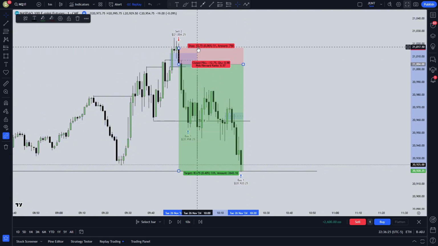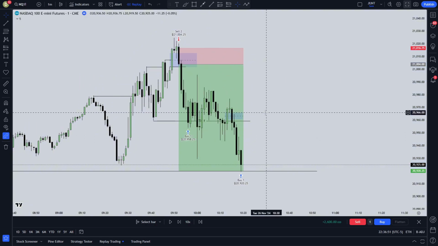We risked 12 points to make 83. This is why this model has the highest RR. If you're buying in levels of buy side and sell side liquidity, there's statistically less drawdown that you are going to be experiencing. This is a 6.5 RR on that trade, so extremely good.